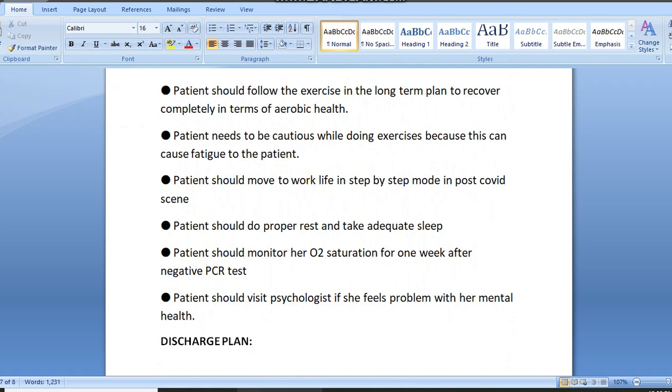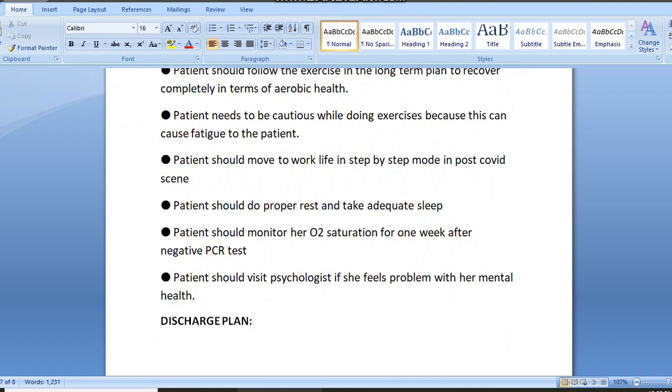Patient should do proper rest and take adequate sleep. Patient should monitor her oxygen saturation for 1 week after negative PCR test. Patient should visit psychologist if she feels problem with her mental health.